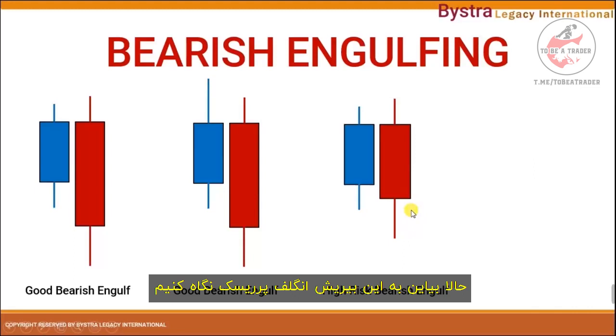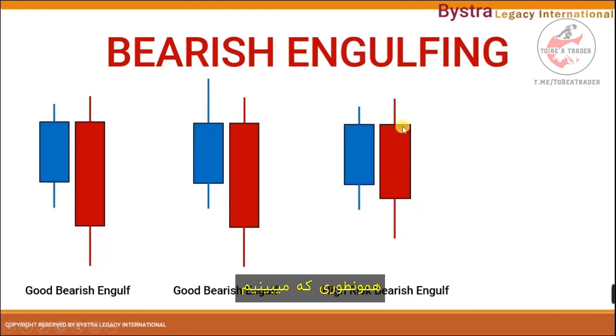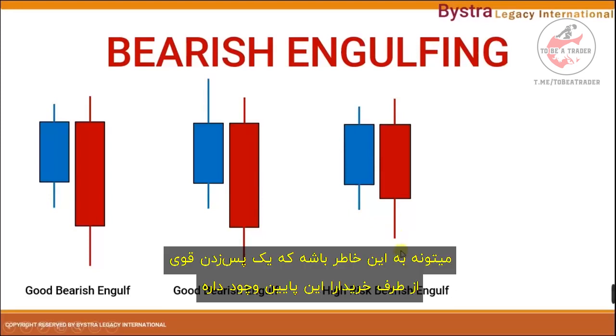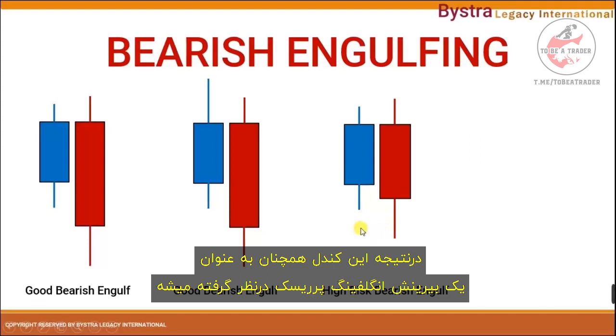Now let's look at this high risk bearish engulf. As we can see, this bearish candle only engulfed the body of this bullish candle. However, it doesn't engulf the shadow or the wick. It could be that there is a strong buyer rejection from the bottom. Therefore, this is still considered a high risk bearish engulfing.